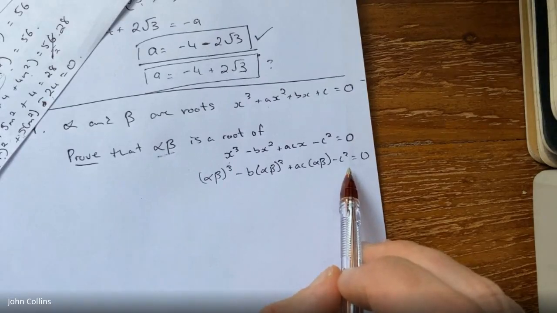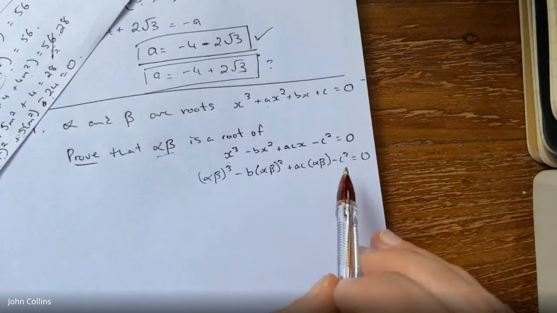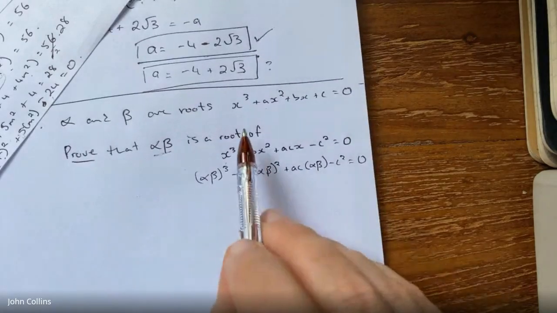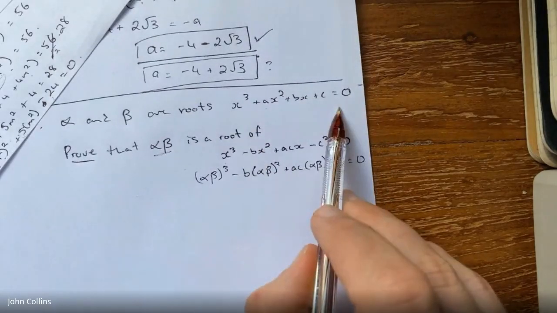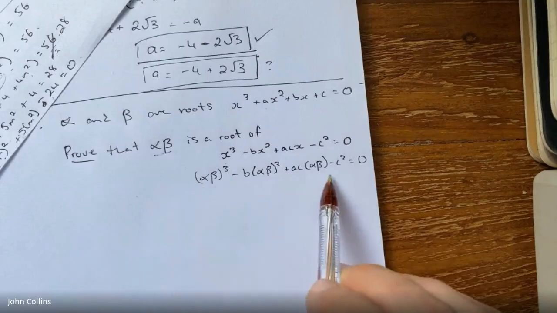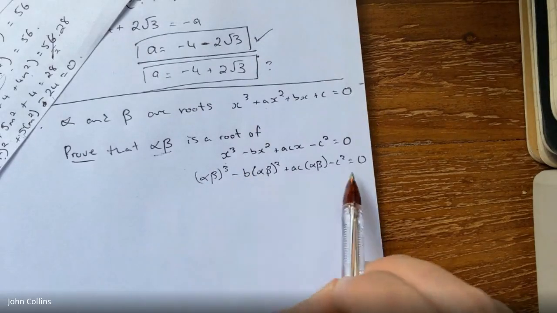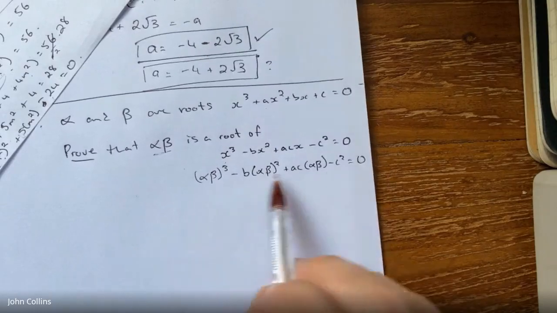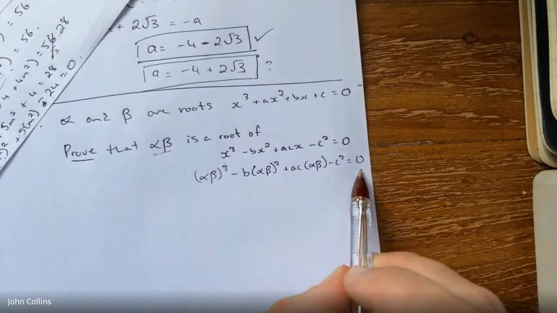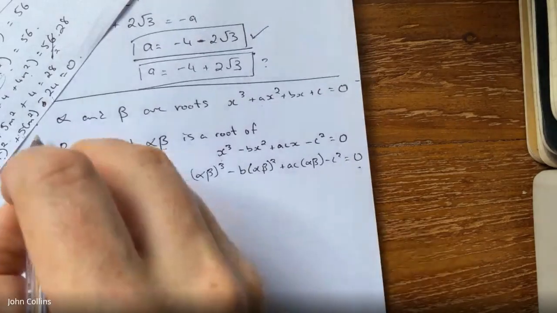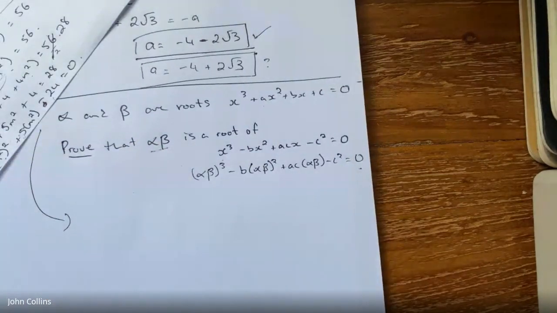So how am I going to get b, a, and c? Well, I can get it from this first one. And then I'll have only alpha and beta, hopefully. And then they'll all cancel out. That's what I'm hoping. In other words, all this side will equal 0, and that side equals 0, and that's what's proved. So I have to use this equation, really.